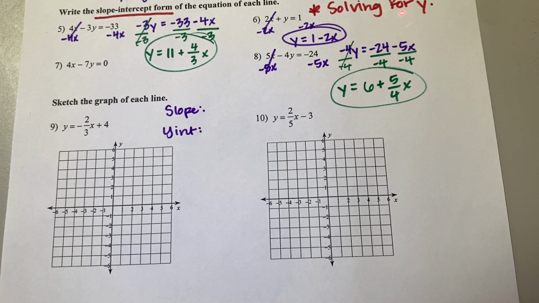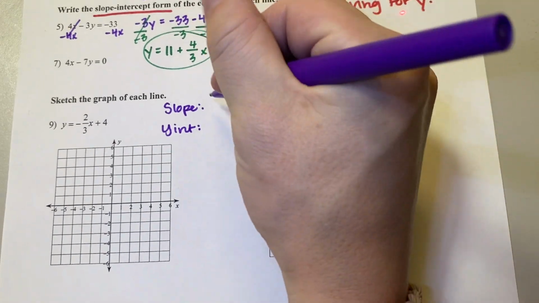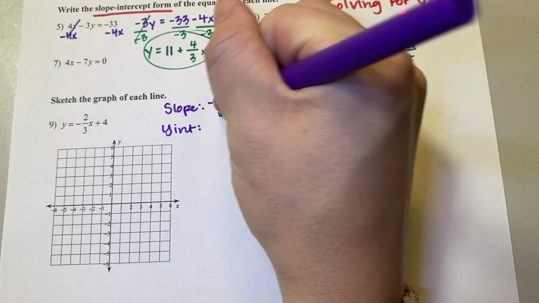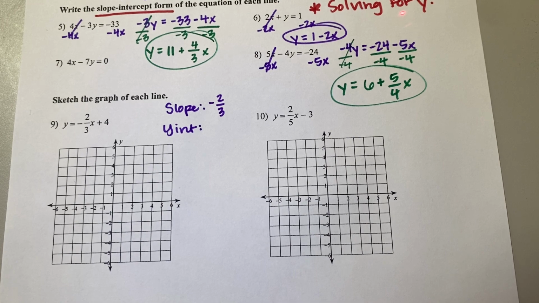Okay, somebody help me identify my slope. What is my slope for this one going to be? Kaylee. Negative 2/3. Love it. Why'd you get negative 2/3? Next to the x. Beautiful. My slope is negative 2/3 because it's right in front of the x. What's my y-intercept then? Positive 4.